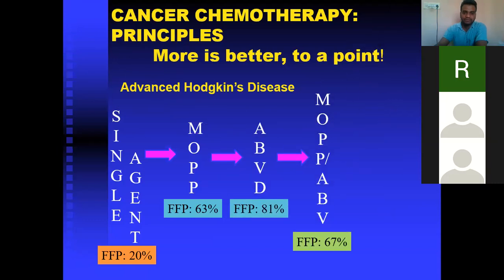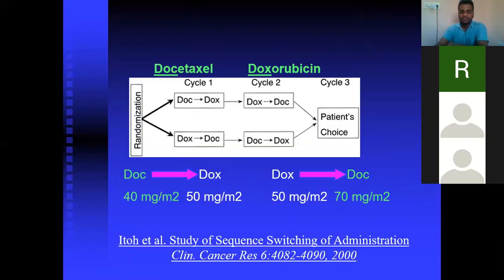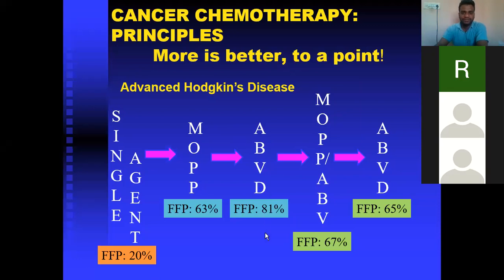See how we go in chemo actually. For advanced Hodgkin disease, as an example, first we go for a single agent, any single agent we choose. And then this FFP, can anyone guess what FFP is? FFP is free from progression, that is, how slowly the disease is progressing. This is one parameter by which we measure the efficacy of a regimen. If we use a single agent in Hodgkin disease, the free from progression is 20%. If we go to MOPP, which is another regimen, then the free from progression is 63%.